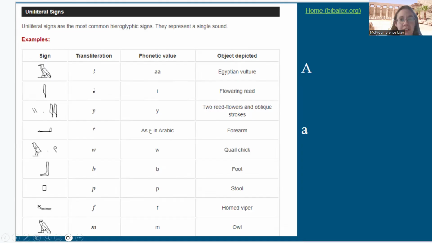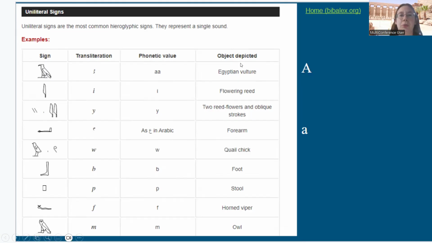Which is why if you've ever seen on social media the Egyptian alphabet charts, this is what they're drawing from. They're drawing from the unilateral signs. And they're simplifying it because there are a few things that make it function not exactly like our modern day alphabet, but it has the same basic function. So unilateral signs are called that because they just represent one phonetic sound.